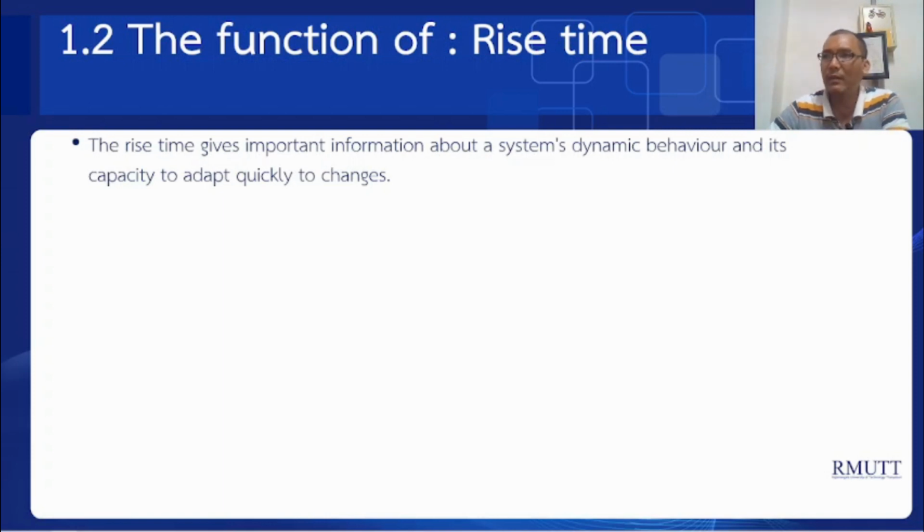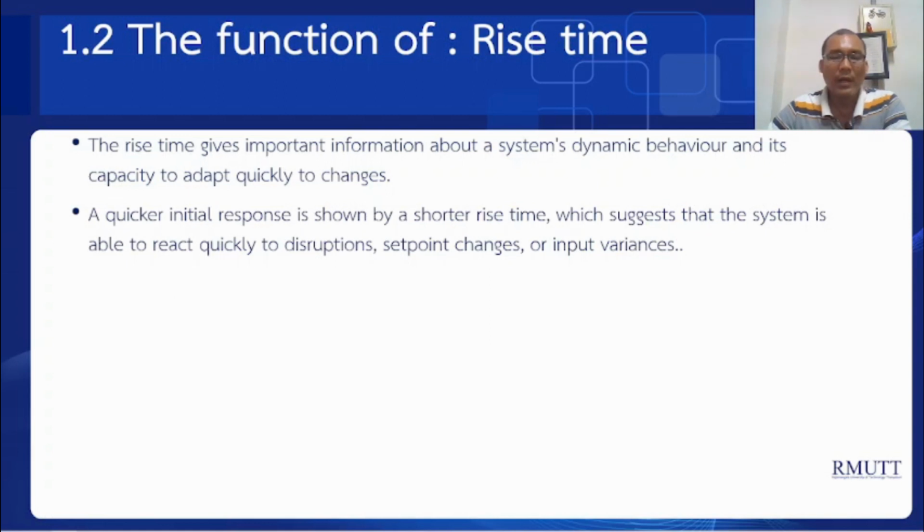Here, the function of the rise time gives an important information about the system's dynamic behavior and its capacity to adapt quickly to changes. A quicker initial response is shown by a shorter rise time, which suggests that the system is able to react quickly to disruptions, set point changes, or input variances.